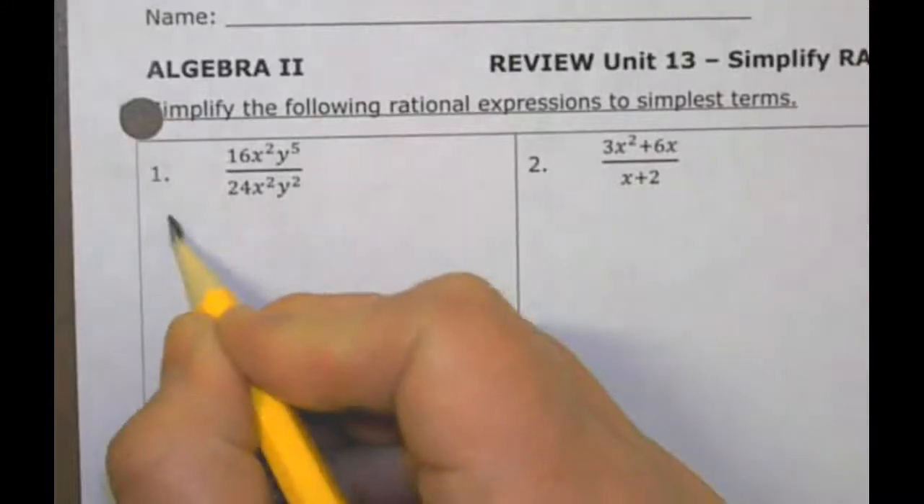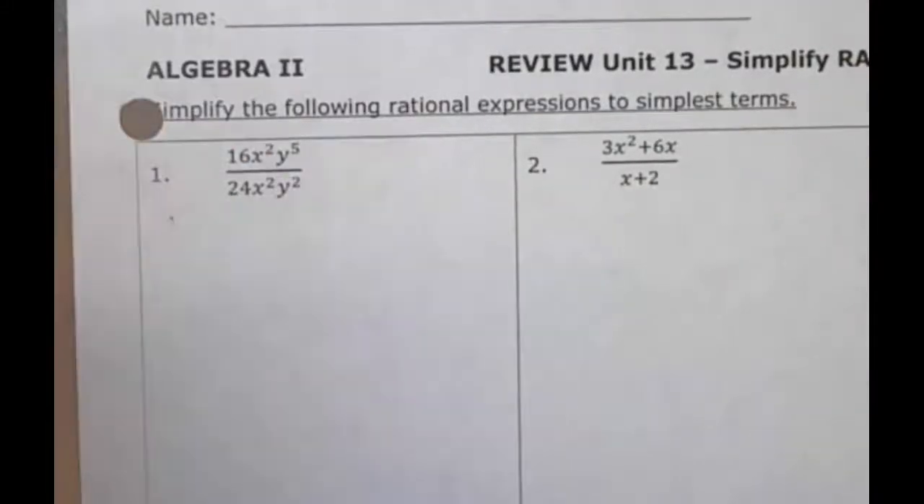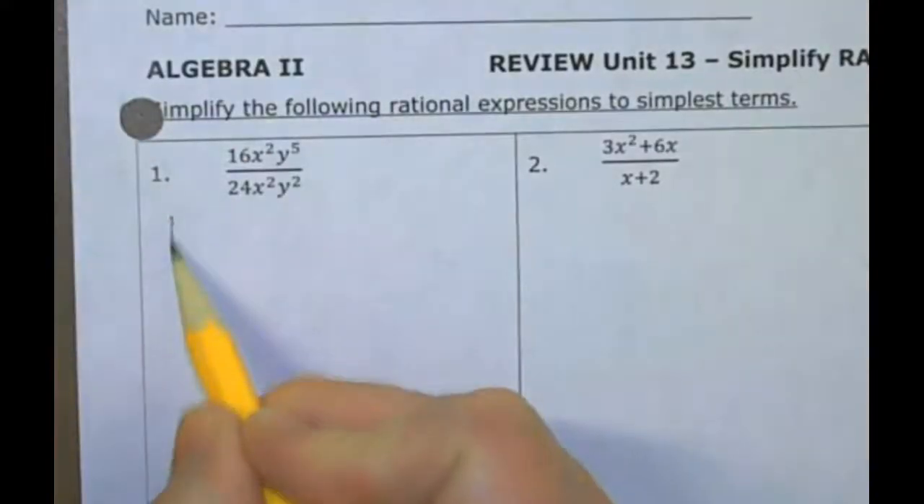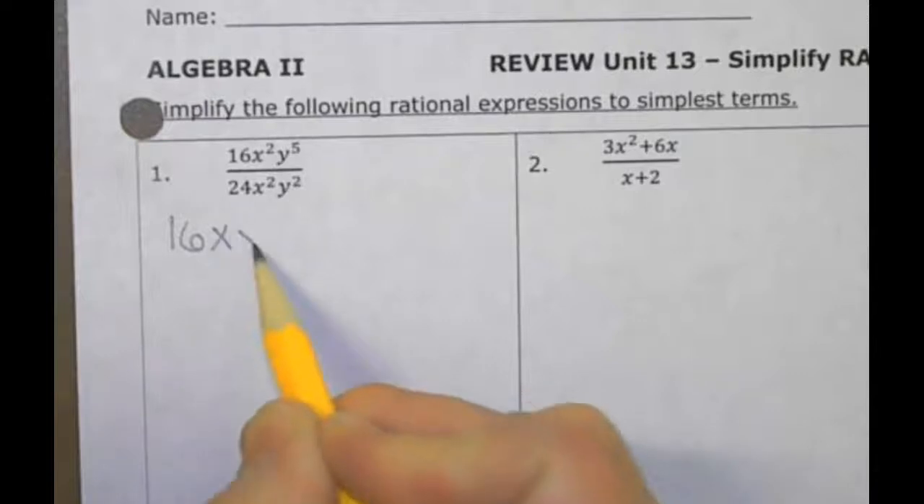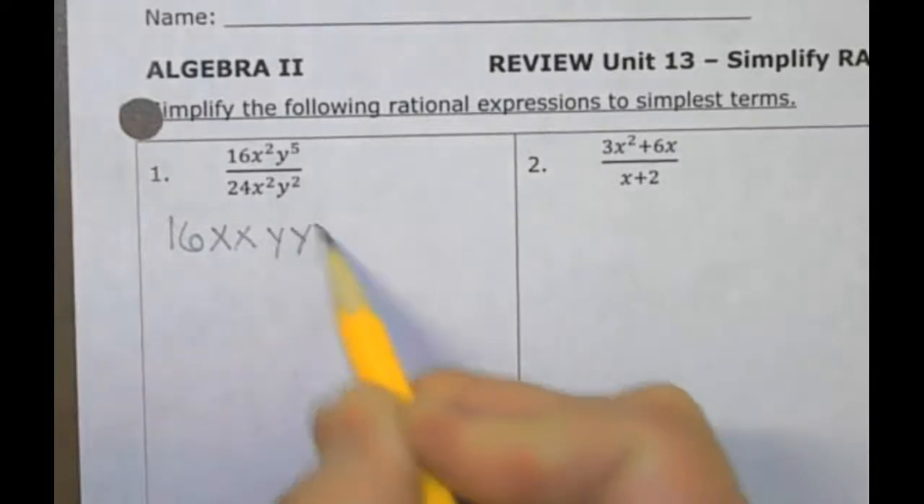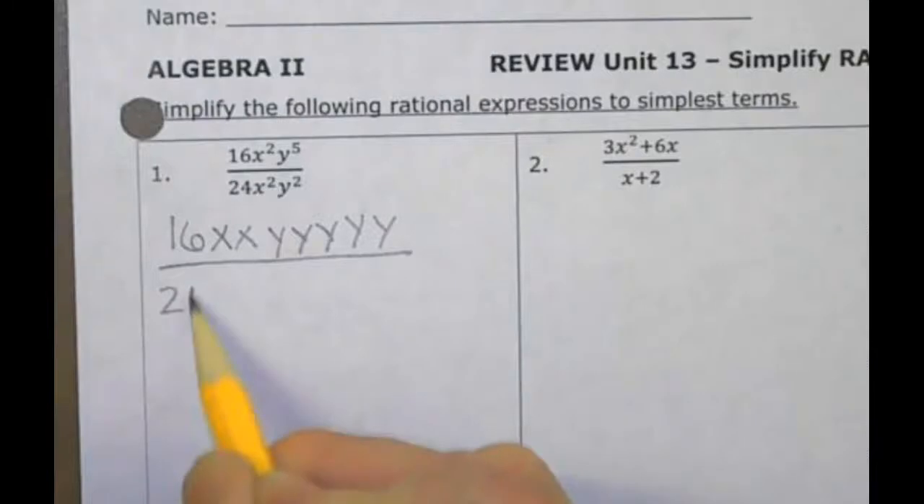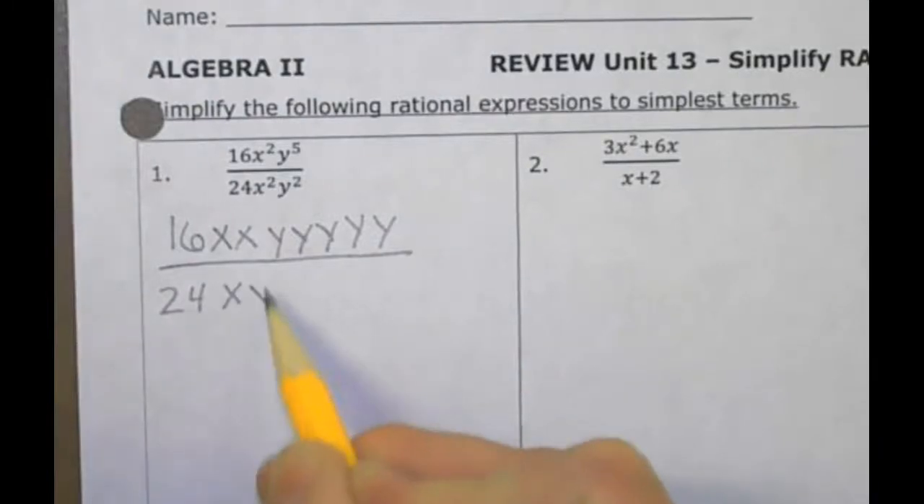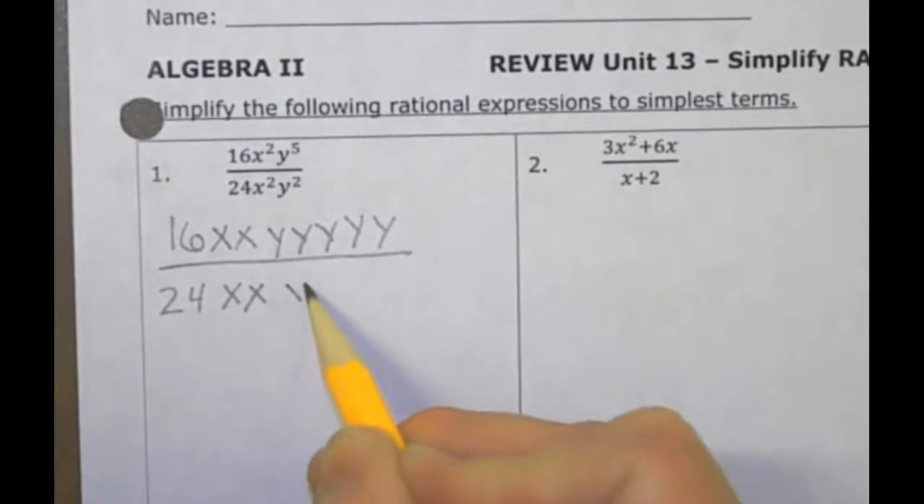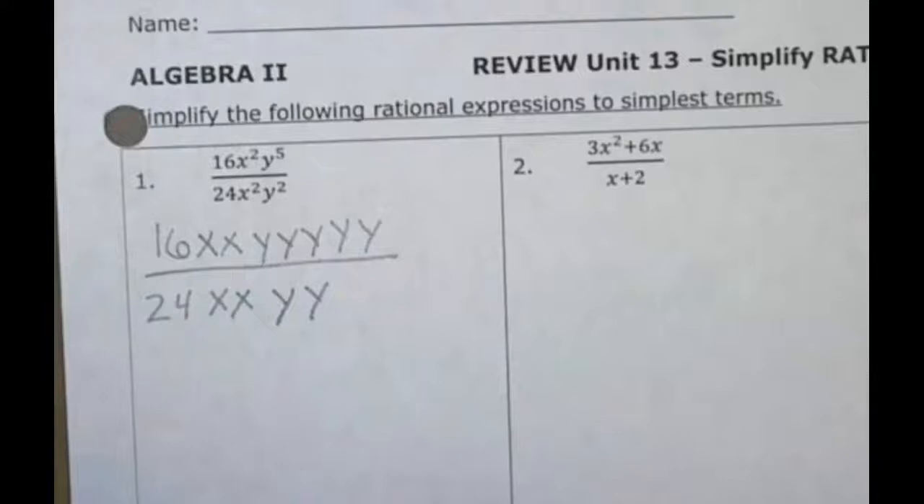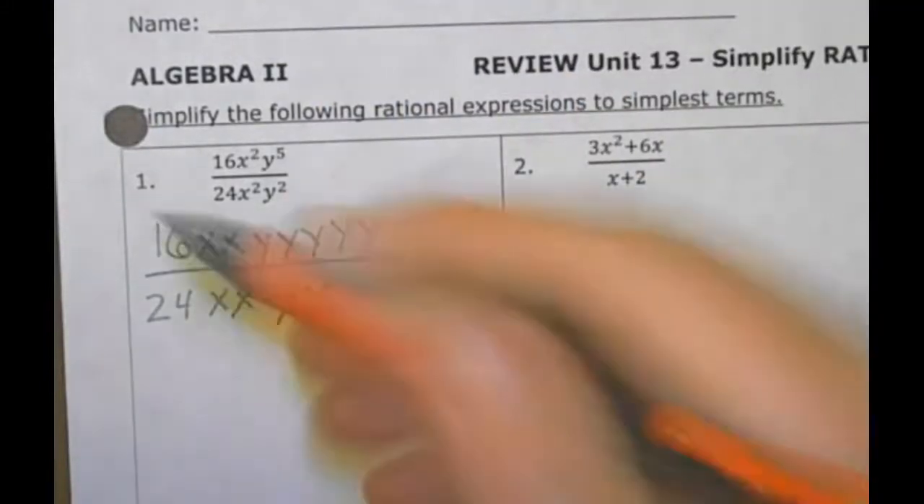Factor problem number 1. 16x squared, 24x squared. Cancel out common terms.